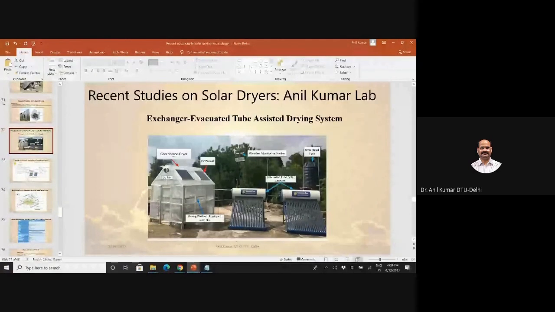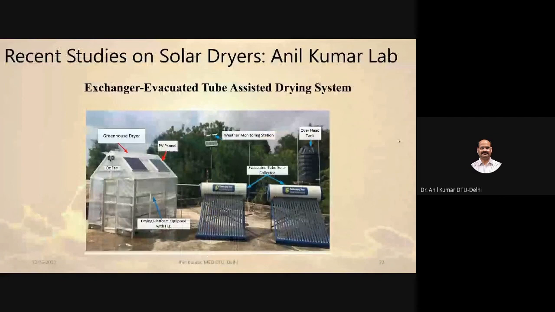This drying system we have recently designed, and it is based on the evacuated tube assisted solar drying system. Water tubes are over there, and the drying tray resides on them. Heat is transferred through contact of the trays with the platform, where the heat exchangers are. The water is flowing over there.